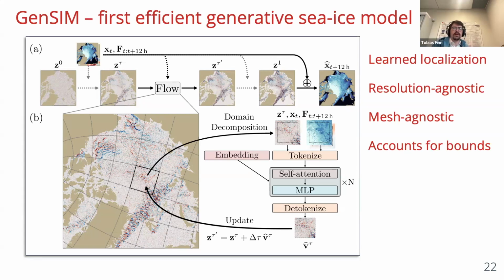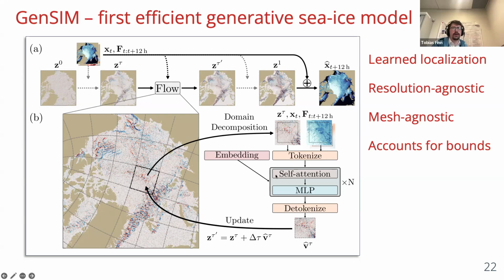And the vision transformer then allows us to learn, on top of this, a soft localization. And by using certain tricks, this model is then in the end independent of the chosen resolution. So it is trained across several resolutions. So it works between 10 kilometers and 100 kilometers. It is also independent from the used mesh.